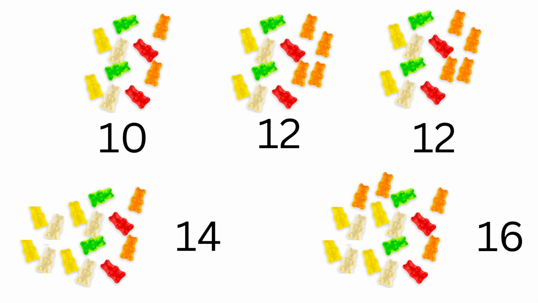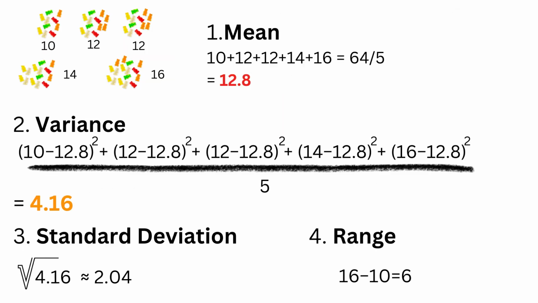Now it's time to put your knowledge to the test. Let's calculate the variance, standard deviation, and range. Our dataset is the number of candies in 5 different bags: 10, 12, 12, 14, 16. Step 1. Calculate the mean average. Add all the numbers together and divide by the total number of bags: 10 plus 12 plus 12 plus 14 plus 16, divided by 5 equals.